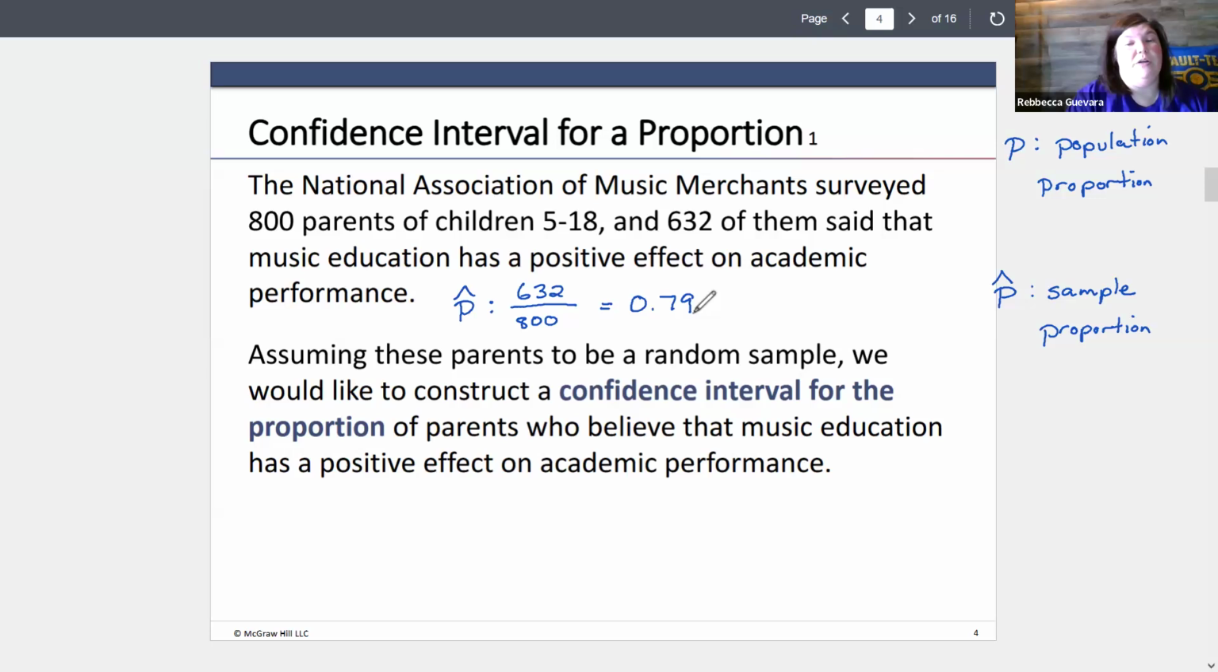So assuming these parents to be a random sample, we would like to construct a confidence interval for that proportion of parents who believe that music education has a positive effect on academic performance. So we have a sample here. Just like we were doing before, we want to know what's going on with the population. So we need to find a population proportion, or try to guess where that population proportion would be, which requires us to do confidence intervals. So we need to use a point estimate, which in this case is going to be the sample proportion. And then we just add and subtract a margin of error.